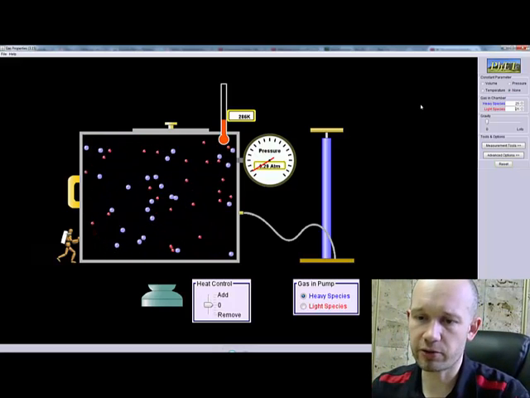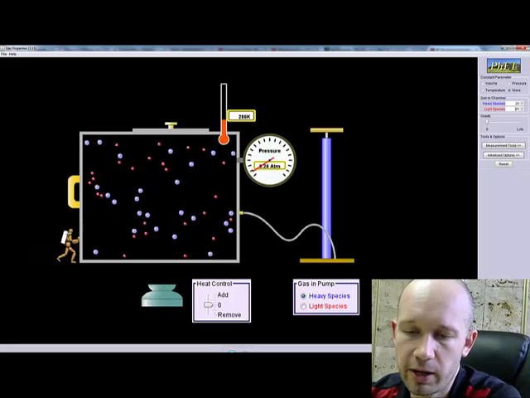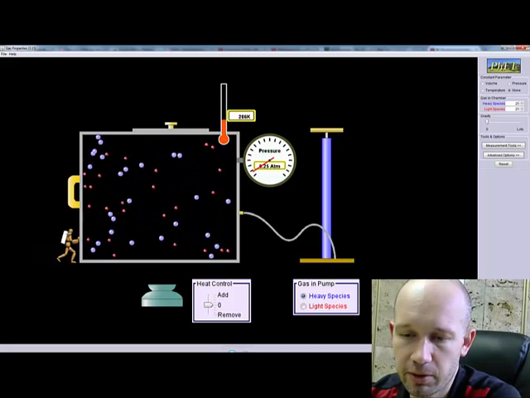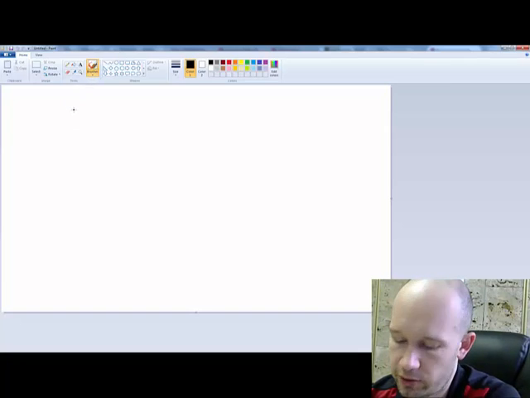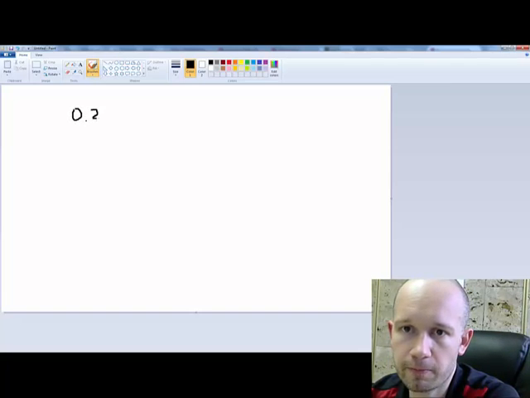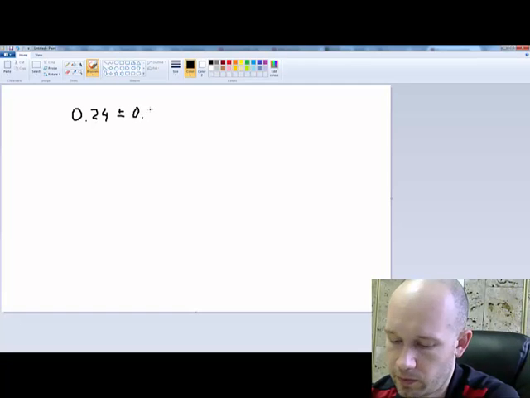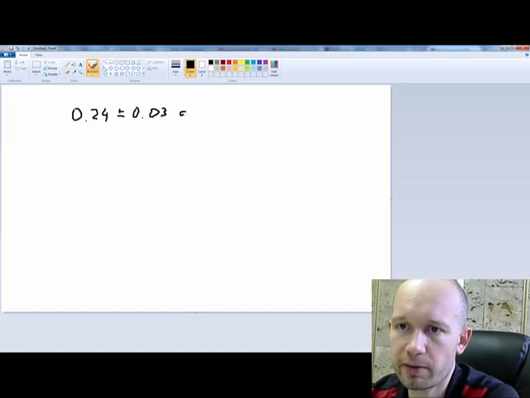So the three values that we had. Sorry for my weak writing with the mouse. The first one was 0.24 plus or minus 0.03 atmospheres, and this was, I believe, with the light species, light gas.